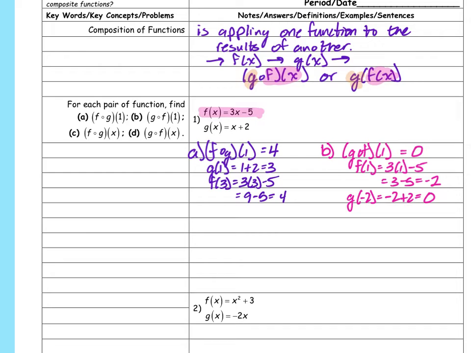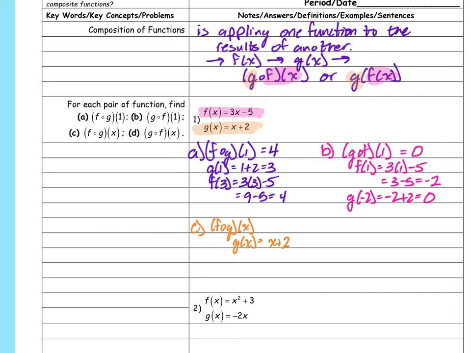No questions? Are we okay so far? Okay. Let's see. C. Now for C, we're going to go from using numbers to using variables. So I want to find F of G of X. G of X, we already know what G of X is. It's right here. So G of X equals X plus 2.